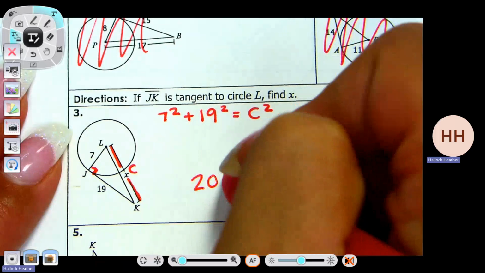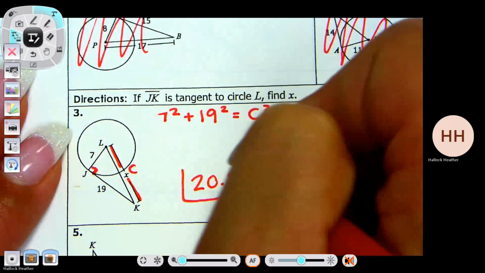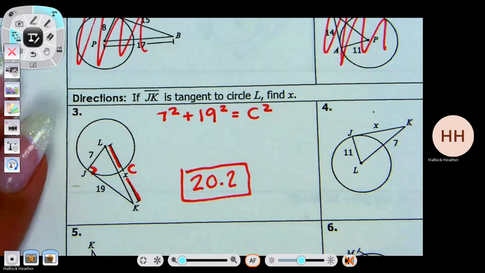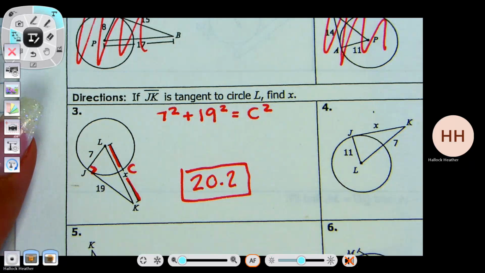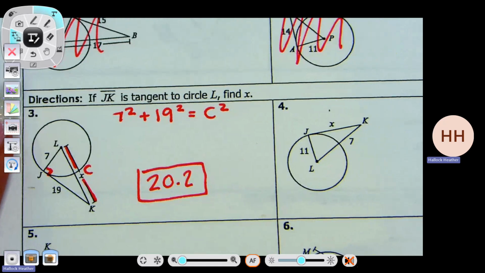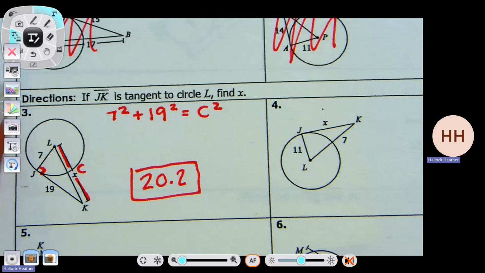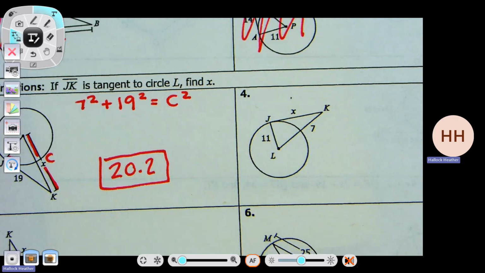So 20.2. Why does it have to be squared? I don't know. That's a great question. You would get a different answer if you don't square it because then it'd be like 19 plus 7 square root. It'd be really small. That's a great question for Pythagoras, but I'm not Pythagoras. We just follow what he says. We're like, aye, Captain.